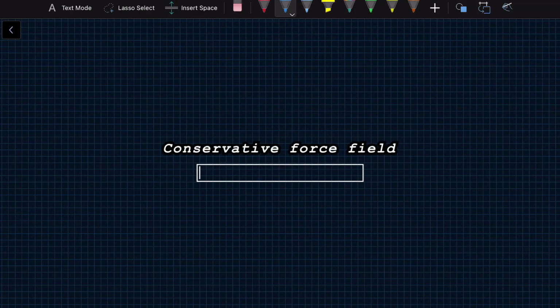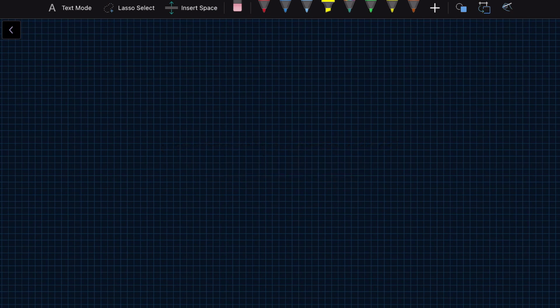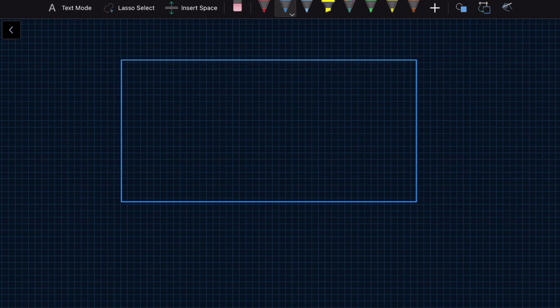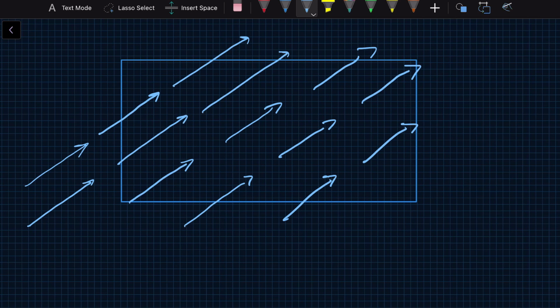Today, we are going to visualize what a conservative force field might look like. Let us imagine a football field and there is wind that is flowing throughout the field. Okay, so this is the football field, and now there is wind coming from this direction. Now, we would like to assume that this wind is constant throughout time and this football field. It is constant throughout. Okay.